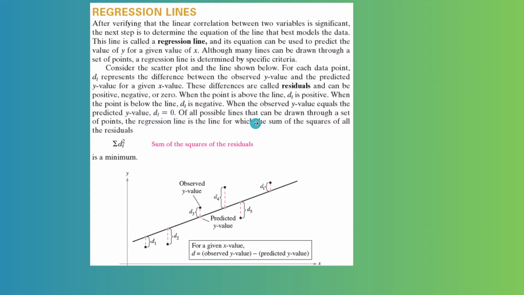Of all possible lines that can be drawn through a set of points, the regression line is the line for which the sum of the squares of all residuals is minimal. This is what we use in machine learning. We try to minimize the error. So we don't like to have too many residuals. We would like to have the predicted values and the observed values have minimum difference. That's why we're interested in having this number, sigma d sub i squared, to be in minimum form.